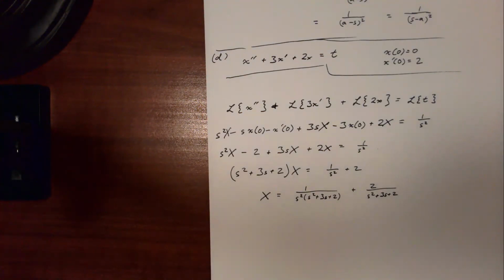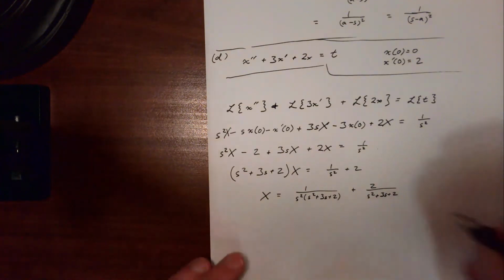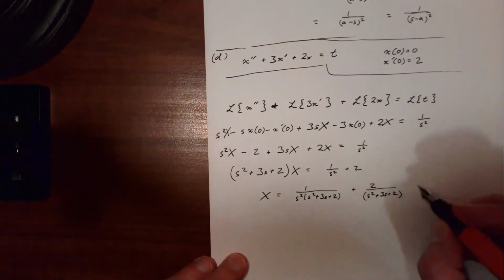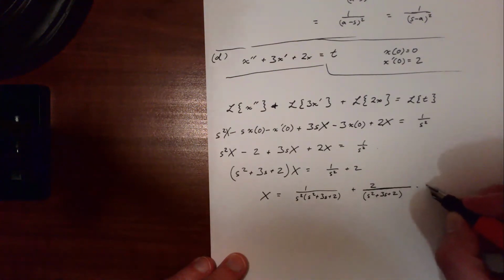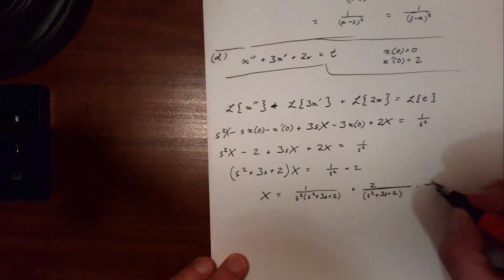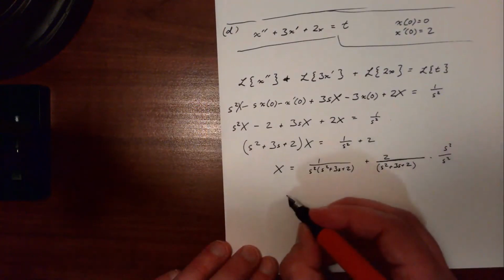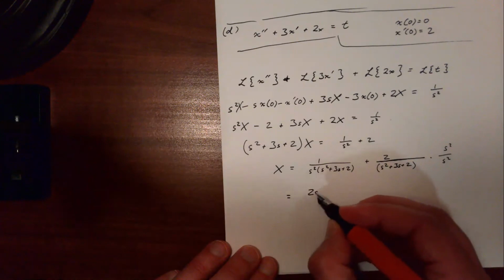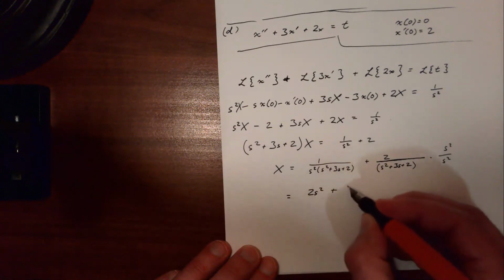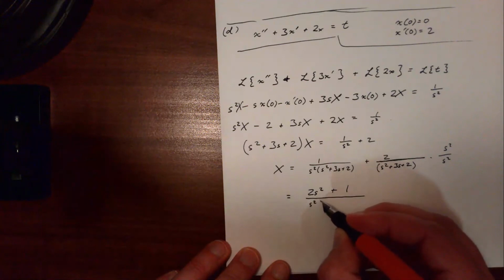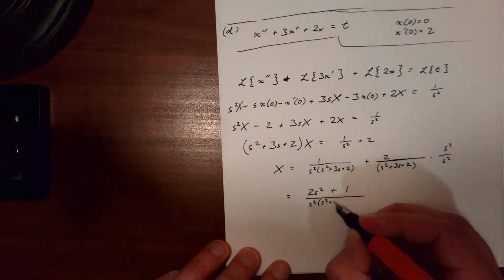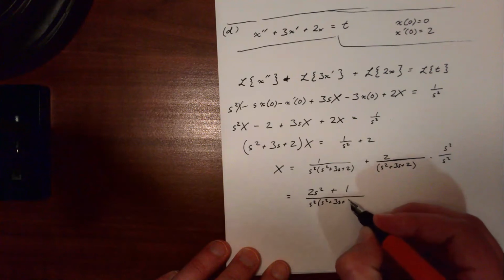Which I can then, if I want, combine so that they have a common denominator that will allow me to do better partial fractions. And so what I'll have is 2s squared plus 1 on the top divided by s squared plus 3s plus 2.